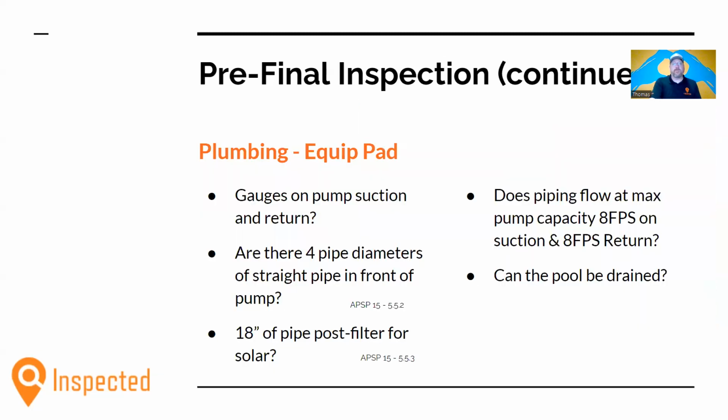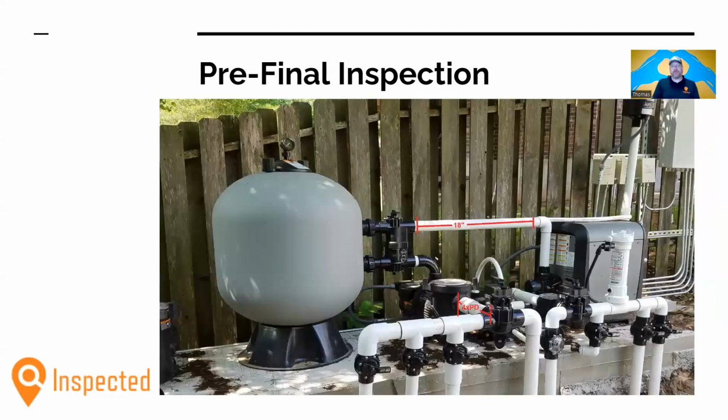So moving forward on the equipment pad, there are a number of items on the equipment pad that we need to consider as part of code. The first is the 4 pipe diameters of straight pipe requirement in front of the pump. In order to make the water laminar instead of turbulent, it needs to have some space to do so. And so if you have a 3-inch pipe attached to the front of that pump, you multiply 3 inches times 4, and you need 12 inches of straight pipe, with no fittings, sensors, check valves, T's, 45s, 90s, nothing.